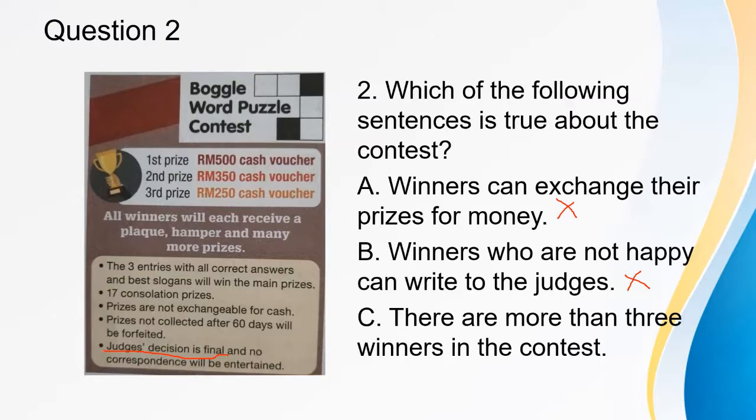Correct. You look at the prizes here. You have first prize, second prize, third prize. After that, you are going to have 17 consolation prizes. So, of course, it is more than 3 winners. So the answer for number 2 is C.